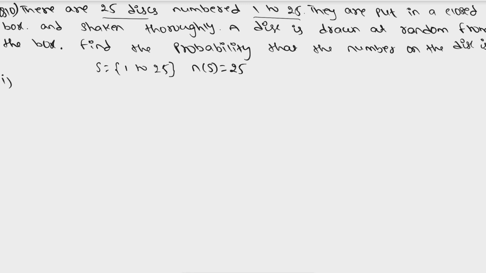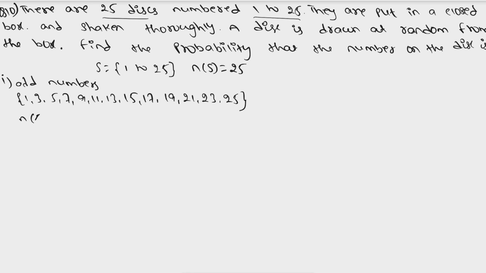First we need to find the probability of getting an odd number. The odd numbers from 1 to 25 are 1, 3, 5, 7, 9, 11, 13, 15, 17, 19, 21, 23 and 25. We need to find the count n of E, the number of favorable outcomes, which are 1, 2, 3, 4, 5, 6, 7, 8, 9, 10, 11, 12 and 13. And our total outcomes are 25. So the probability of getting this first event is 13 by 25.